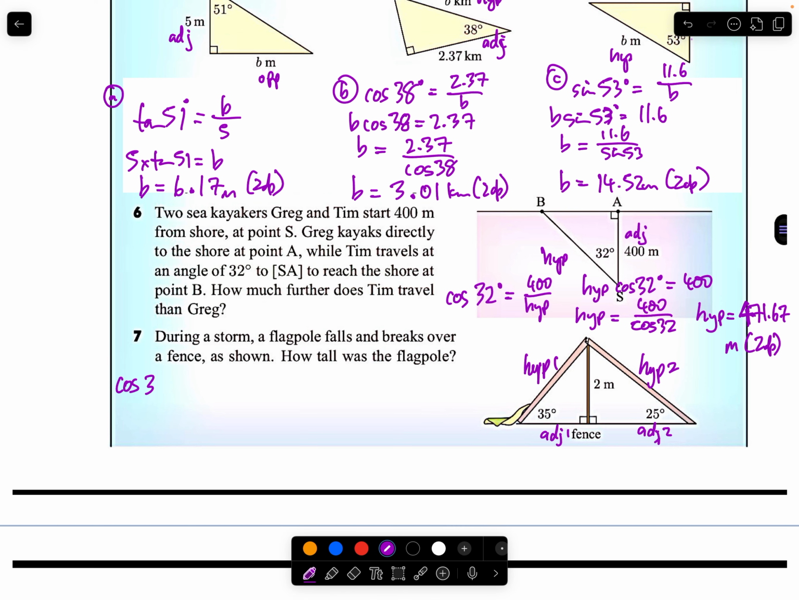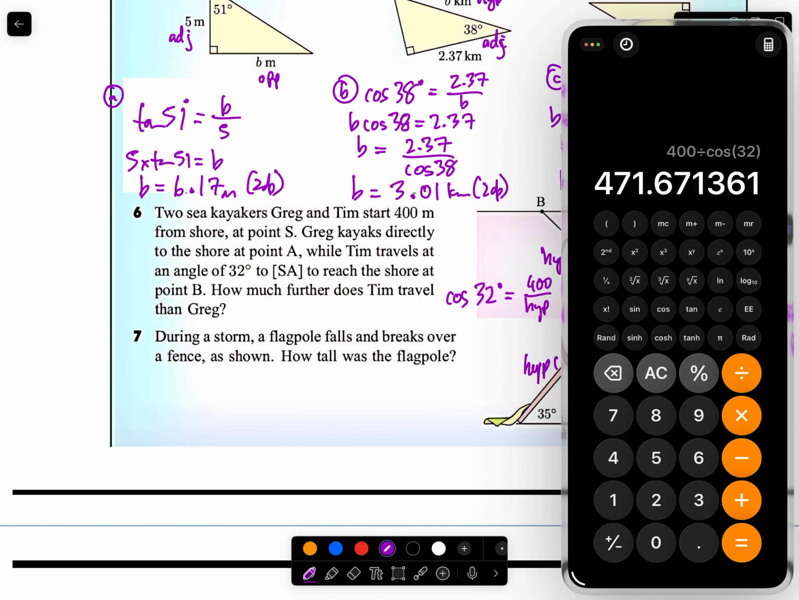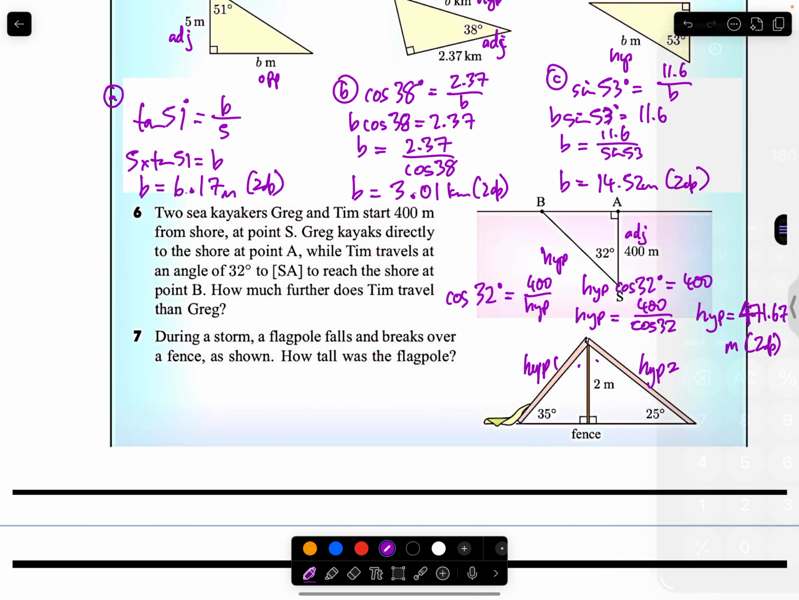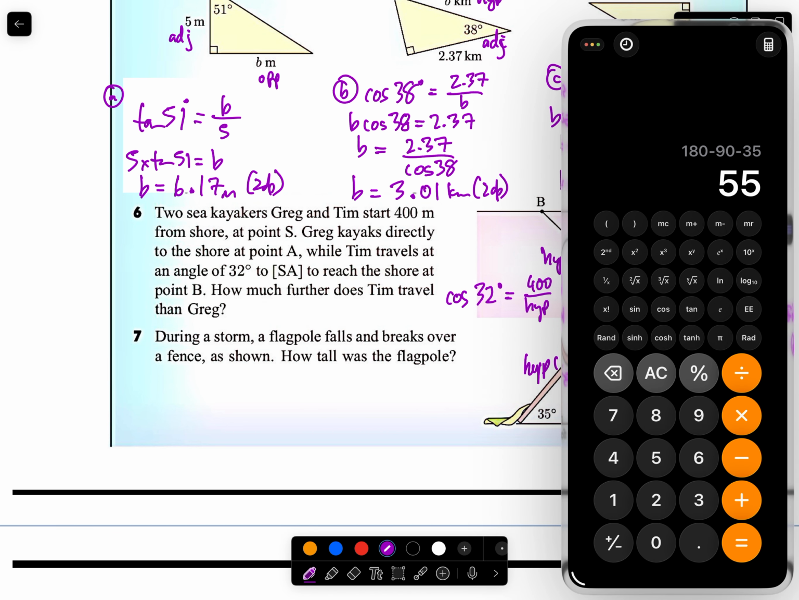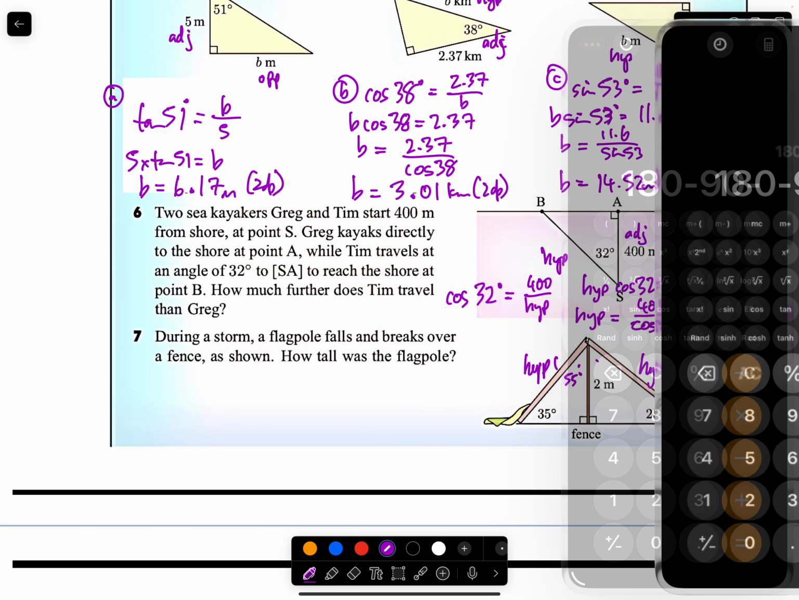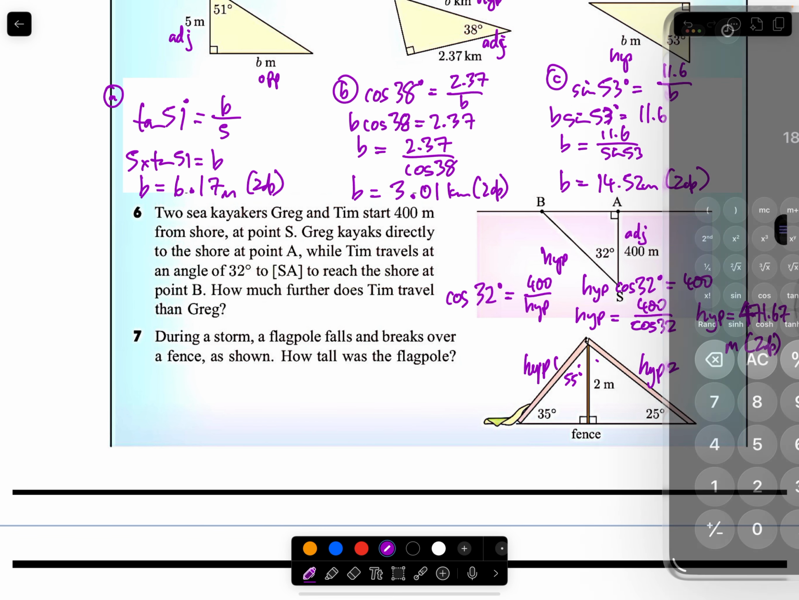We don't know adjacent. No, there's more to this. Okay, erase. I know there's hypotenuse. What could we do? Oh, we can find this angle. We can find this angle. 180 take 90 take 35, 55 degrees. 180 take 90 take, what was that bottom corner? 25, 65 degrees.